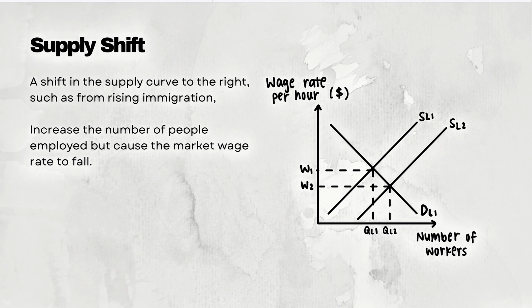In the case of shifting supply, the supply of labor can shift from SL1 to SL2 due to immigration, as there are physically more people entering the country. And because businesses have more people to choose from, they now have optionality. So they can offer these people lower wages, from W1 to W2.